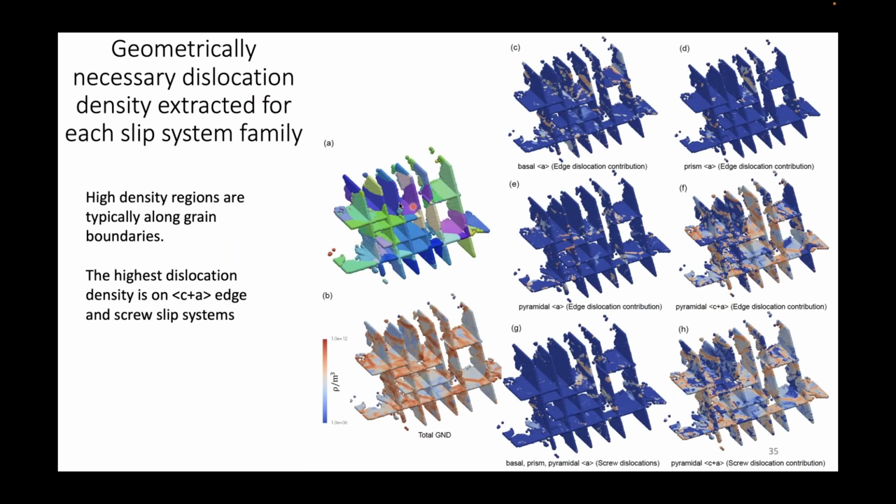And so here is, again, the orientation map. Here is the total GND content, and then partitioned out into basal edge dislocations, prism edge dislocations, pyramidal A. There are screw dislocations that can actually be distinguished from edge. But interestingly, here's the C plus A dislocation density in the lower right-hand corner, and there's a lot more density on those slip systems than on the ones that are more active, which is an interesting thing to think about.